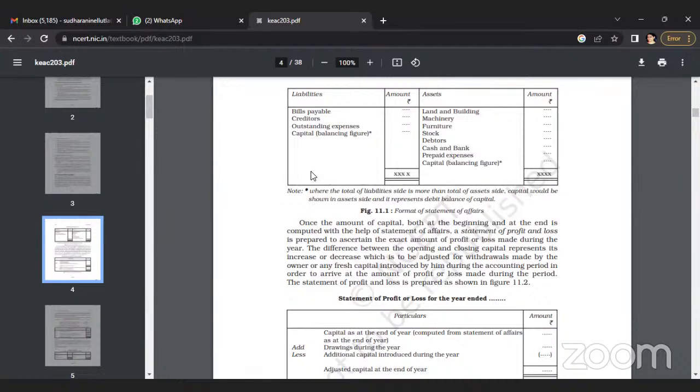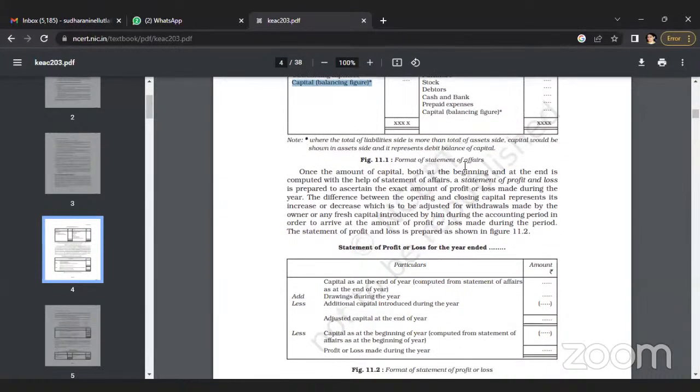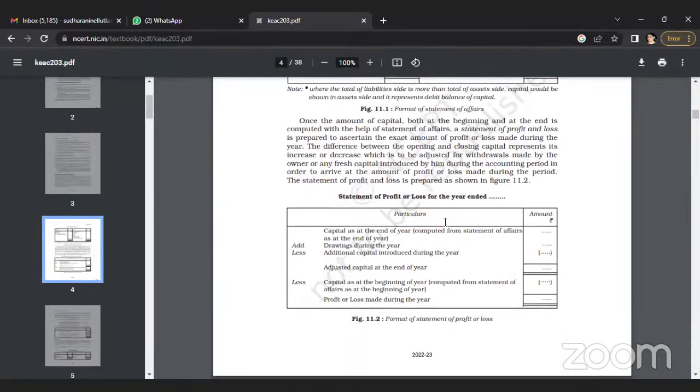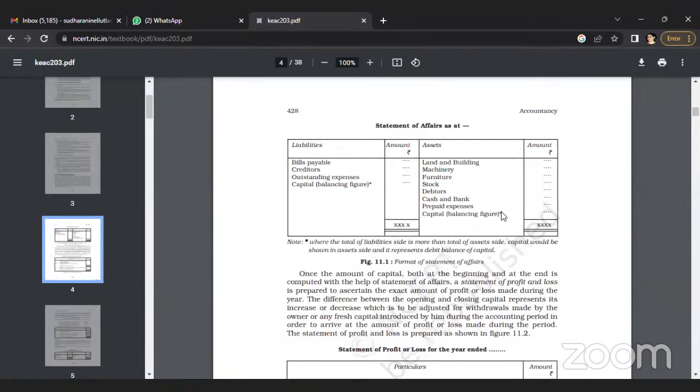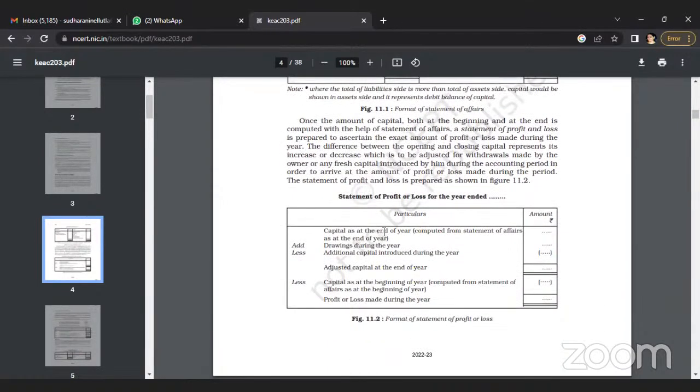Based on this, at the beginning of the year, whatever the capital is, call it the opening capital, and when the information at the end of the year is given, you call it the capital at the end of the year. After preparing the statement of affairs, you will prepare a statement of profit or loss for the year ended.